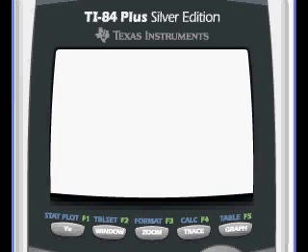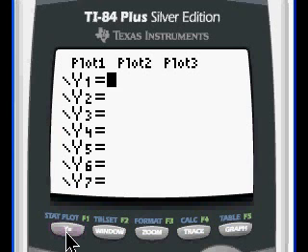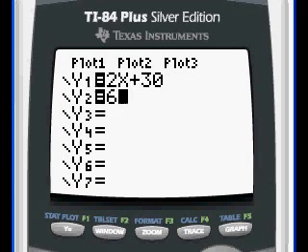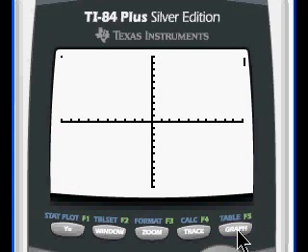Alright, now here we're back at the calculator. We want to click on the Y= button and put in our two linear equations. The first one was 2x plus 30, and the second equation was 6x plus 10. Alright, let's see what the graph looks like. So we hit the graph button.